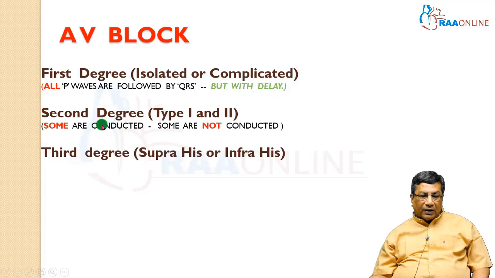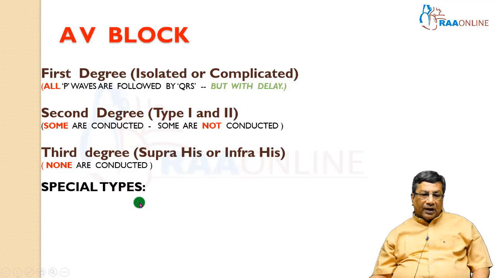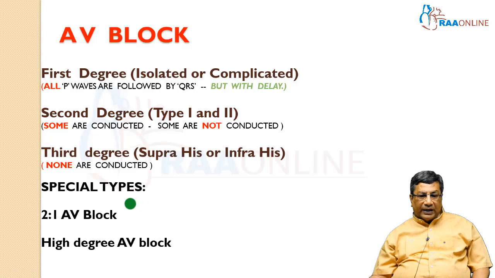Whereas in second degree atrioventricular block, some of the P waves are conducted and some of the P waves are blocked. In third degree atrioventricular block, none of the P waves are conducted, and the ventricles are depolarized by a secondary pacemaker, either from the junction in suprahisian block or from the ventricle in infrahisian block. Then there are two special types of atrioventricular block, which are 2:1 AV block and high degree atrioventricular block. These two blocks do not come in any of these three degrees.